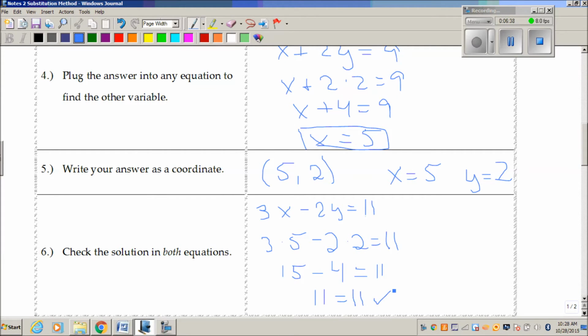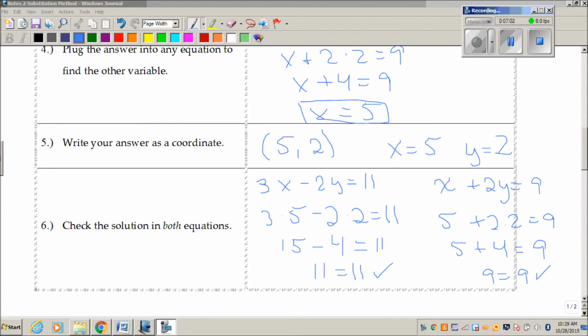In the other equation, I have to go back to the original form of the equation, not the one that I rewrote to solve for x. I substitute 5 in place of x, 2 in place of y. So I get 5 plus 4 equals 9, so 9 equals 9. So I know I've done this correctly.